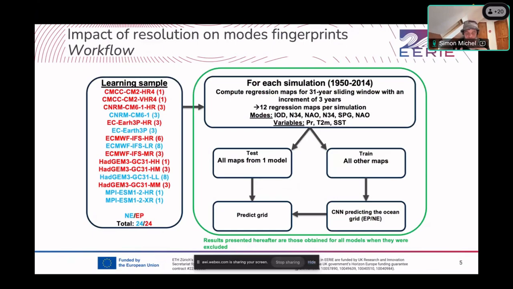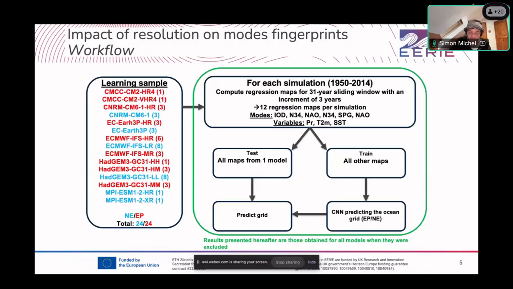To produce a sample for training, we compute regression maps on a climatological scale, a 31-year sliding window, for all the possible simulations we have on the left. We use an increment of 3 years, so that makes 12 regression maps per simulation with 48 simulations. This is the whole sample. The idea is that we will train a convolutional network, which is designed for image analysis, to look at the fingerprints of the modes and to tell whether the model is eddying or not eddying, or has a high or low resolution atmosphere.